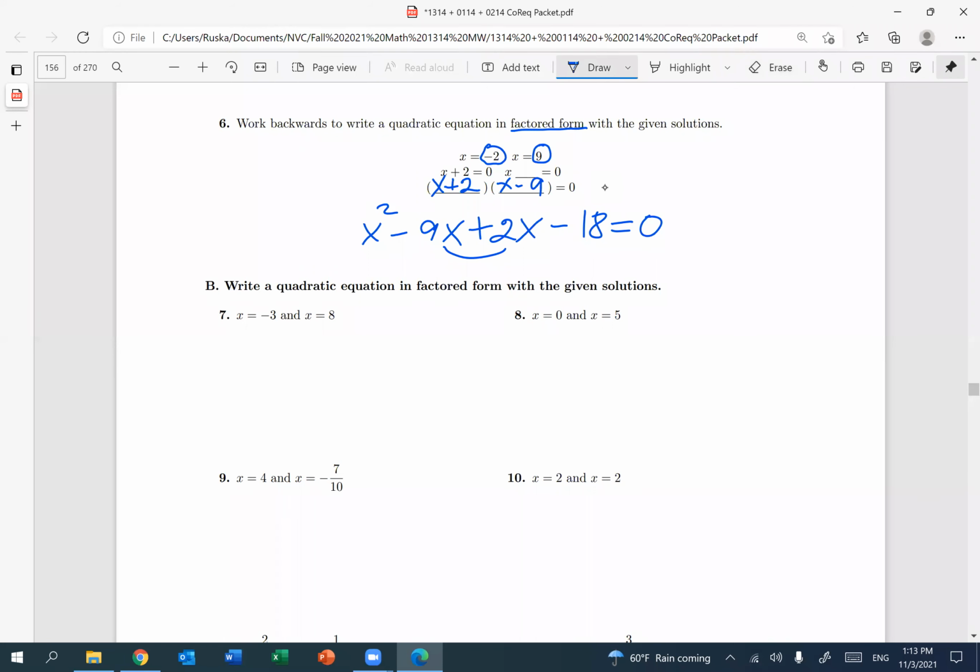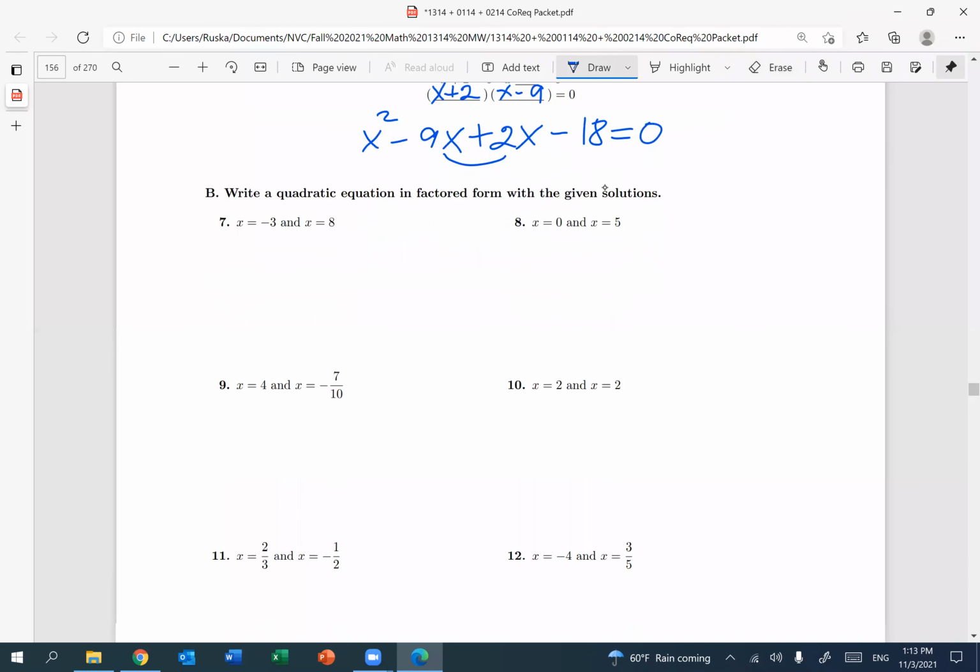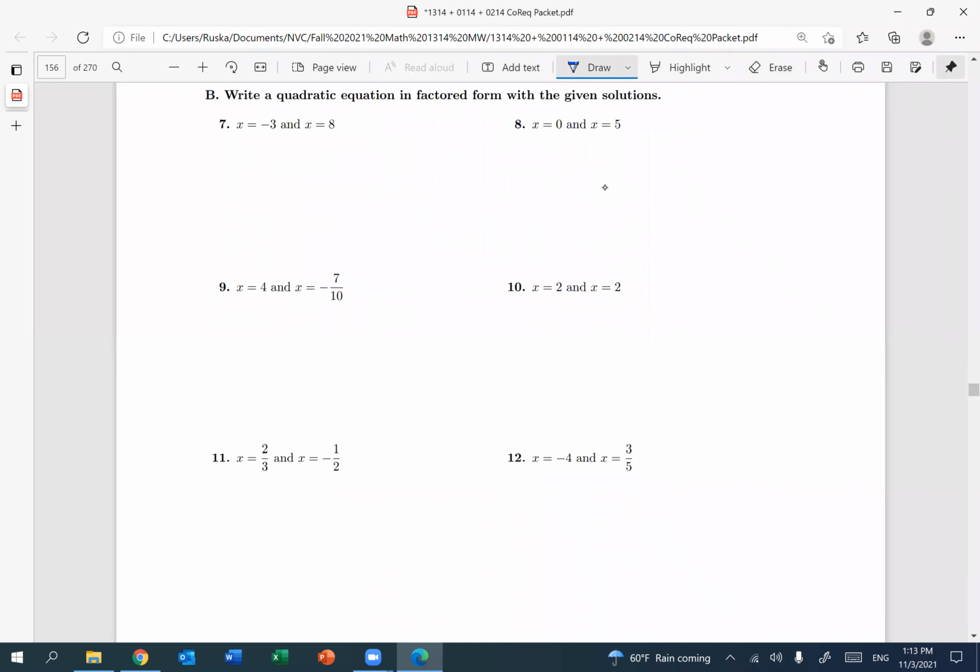And then they ask me to do some more of those. So let's do 1 or 2 of those. So let's do number 8. So number 8, x is equal 0. So it's going to be x minus 0 is x, positive, negative is just x. And then from 5, I'm going to get x minus 5, always opposite sign. So this is my factor form of the quadratic equation. Now, the parentheses in front here by x, you don't need to put them. You can just put x in front, and then x minus 5 is the second factor. So that's how you write this.